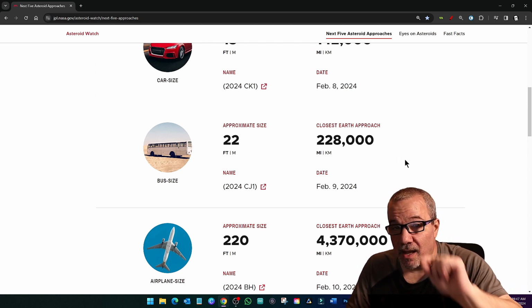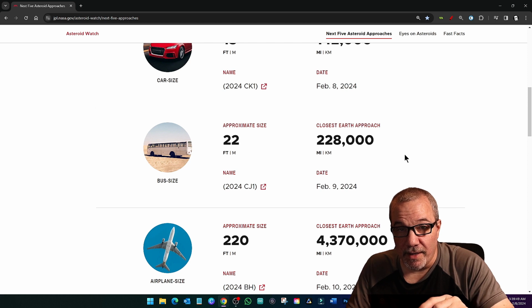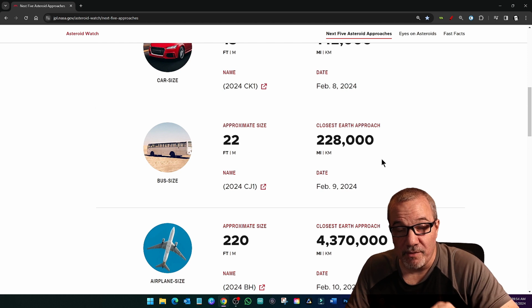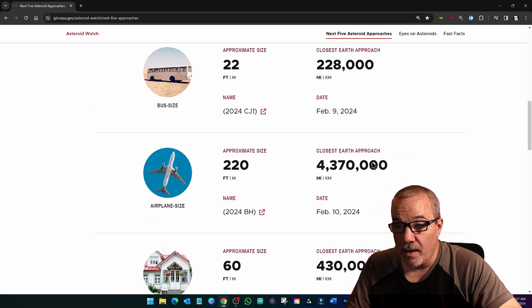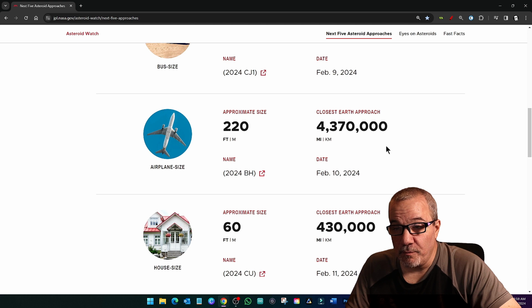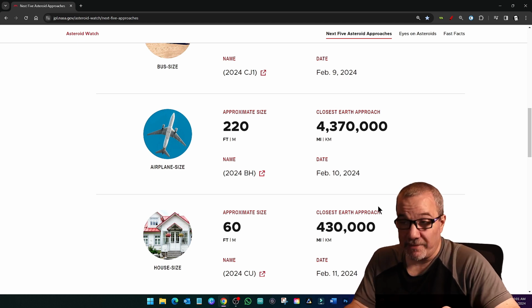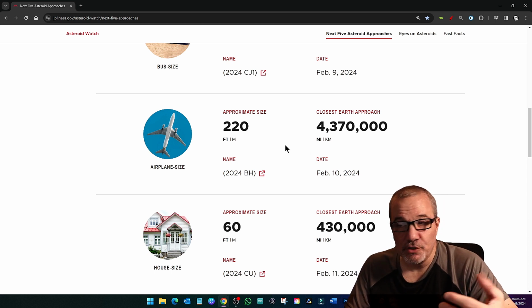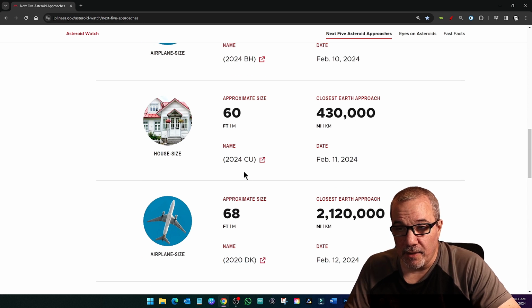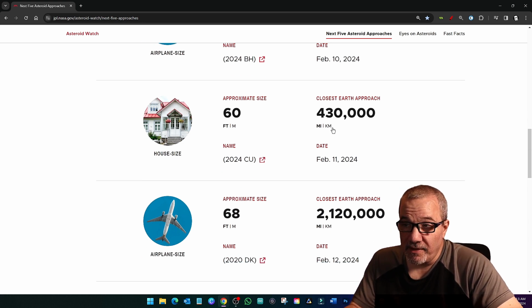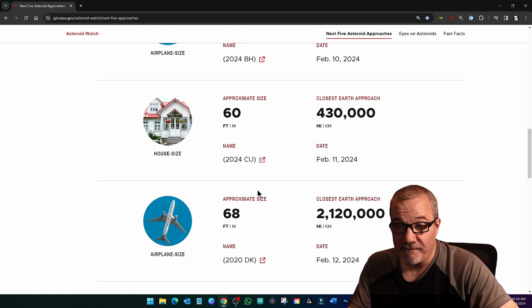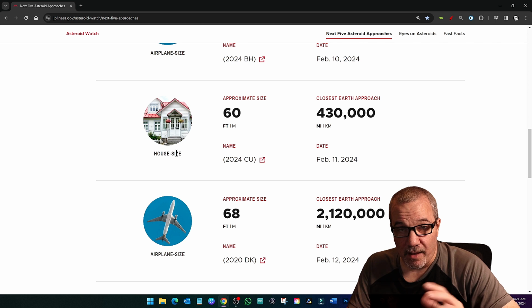But they've been finding a lot of these lately. Just this year alone, 2024, just the beginning of this year, we've been finding probably three a day. Then on February 10th, this one is over 4 million miles away, but it's a 220-foot asteroid that's been found. And the next one on February 11th is 430,000 miles away, and that's a 60-footer. And that's the size of a house.